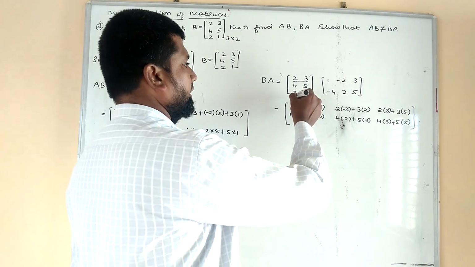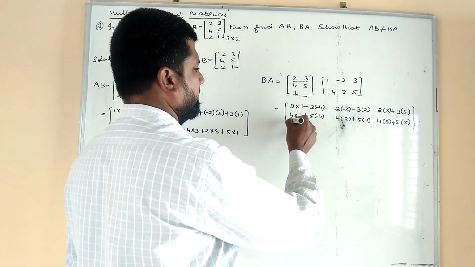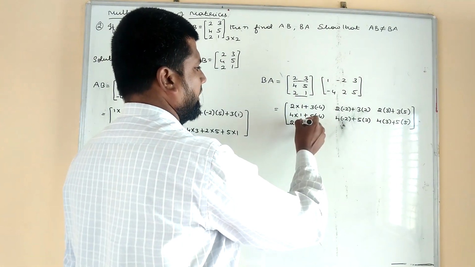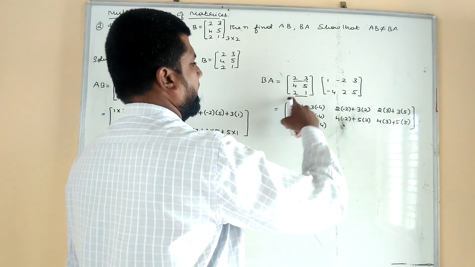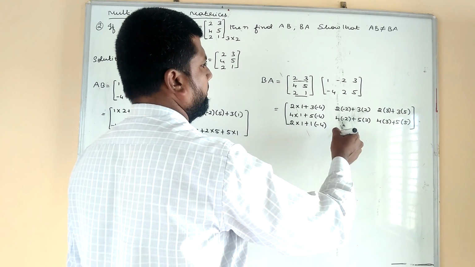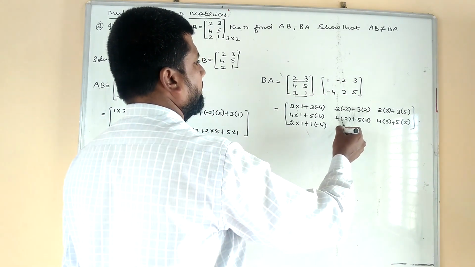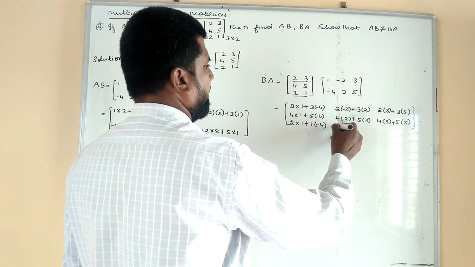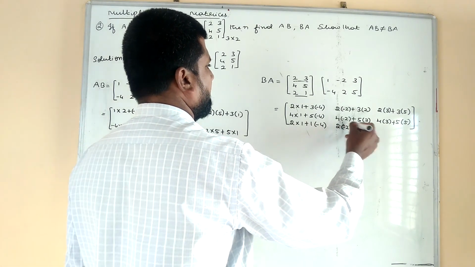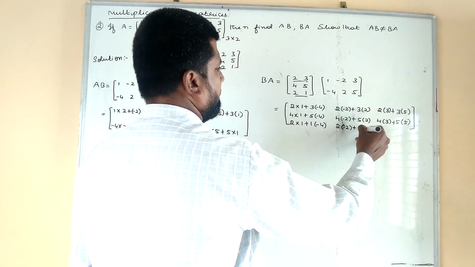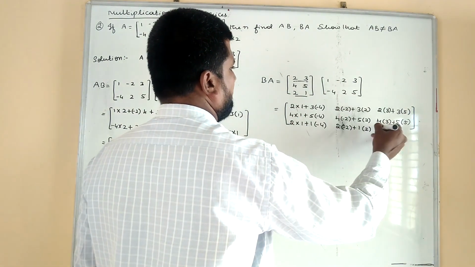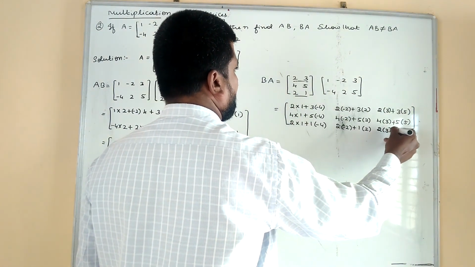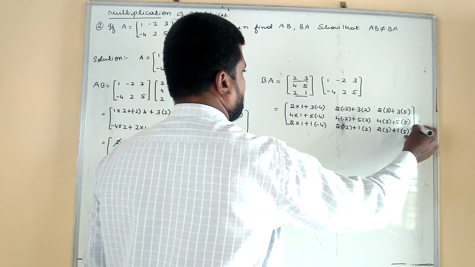So now third row and first column: 2 into 1 plus 1 into minus 4. Then third row, second column: 2 into minus 2 plus 1 into 2. Then third row, third column: 2 into 3 plus 1 into 5.